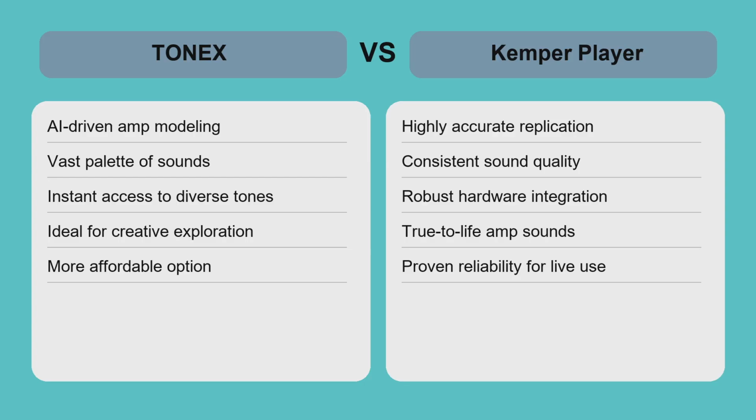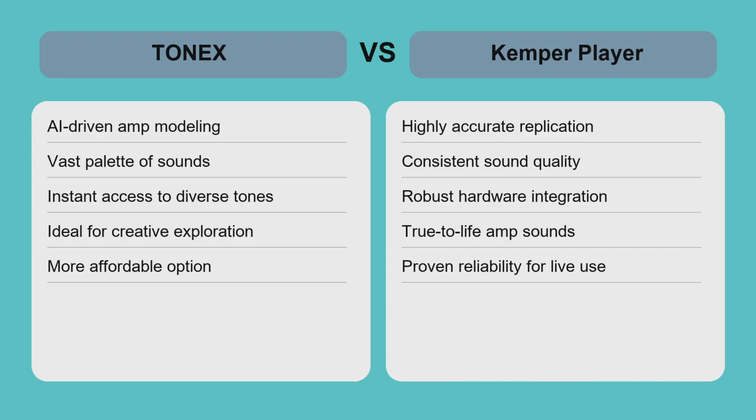TONEX excels in versatility, offering endless AI-generated tones perfect for creative exploration and quick sound design. It suits players who want variety without owning multiple amps. Kemper Player, on the other hand, delivers unmatched authenticity by profiling real amps, making it the go-to for purists and professionals who demand exact replication.